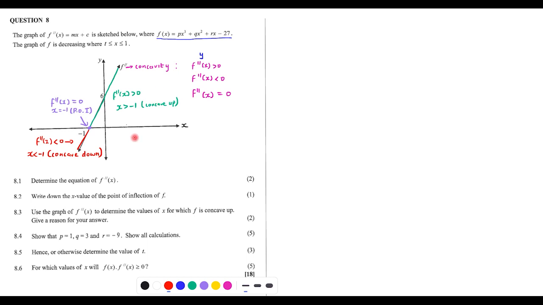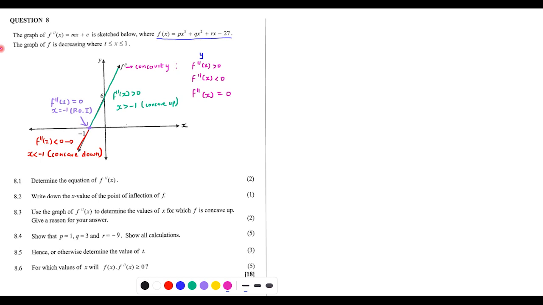All right, now we can go ahead and read the instructions so that we can understand what the question is all about, right? So let's see. The question reads as follows. The graph of f double prime x, or the graph of the second derivative of f, is equal to mx plus c, is sketched below, where f of x is px cubed plus 2x squared plus rx minus 27.